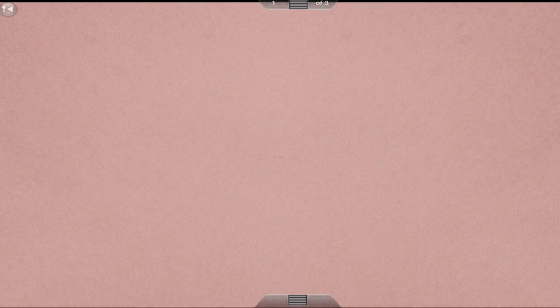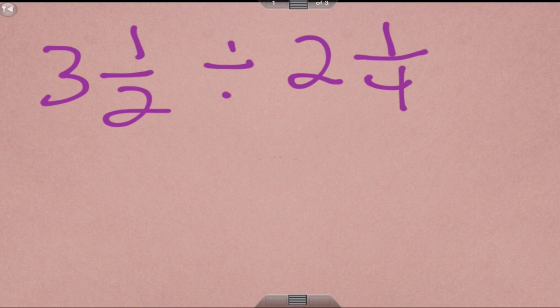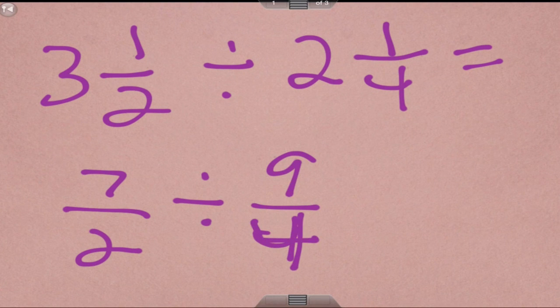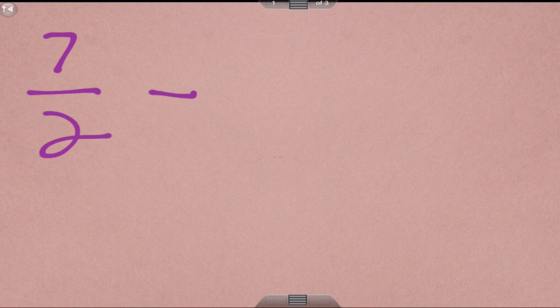If you have mixed numbers, so if I have 3 1/2 divided by 2 1/4, same as multiplication, you have to make these into improper fractions. So it's 7/2 divided by 9/4. Let me just clear it. 7/2 divided by 9/4.